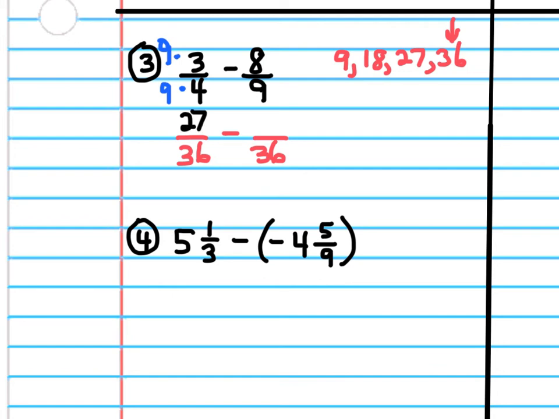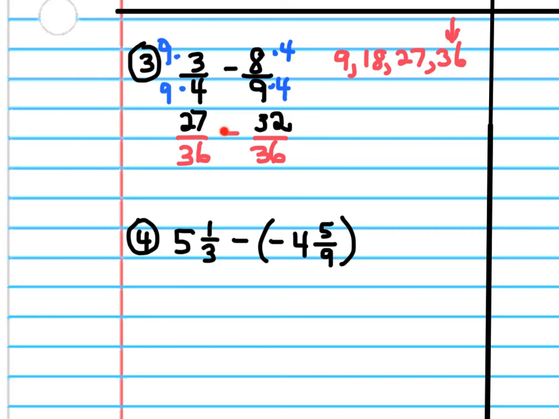27 over 36. And then on the second fraction, you have a 9 and you want to make it a 36. So you times by 4. 9 times 4 is 36, but you do it also to the top. 8 times 4. And so now your numerator is 32, and it's 32 over 36. And now we can subtract.